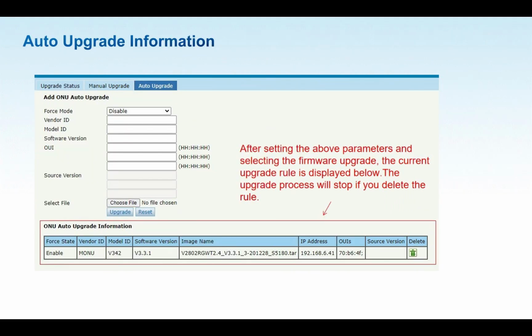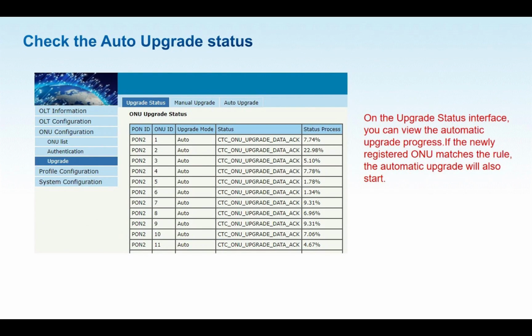After setting the above parameters and selecting the firmware upgrade, the current upgrade rule is displayed below. The upgrade process will stop if you delete the rule. On the Upgrade Status interface, you can view the automatic upgrade progress. If the newly registered ONU matches the rule, the automatic upgrade will also start.